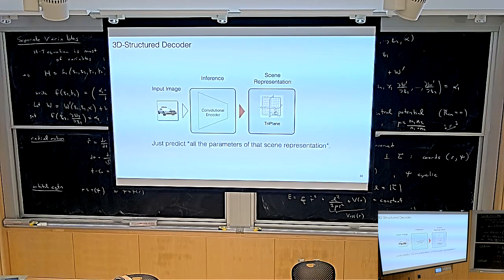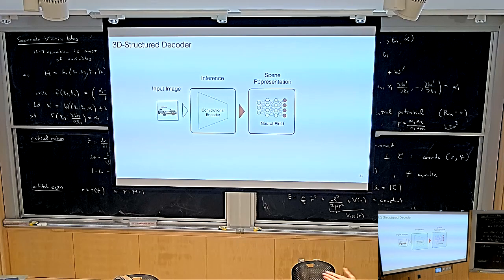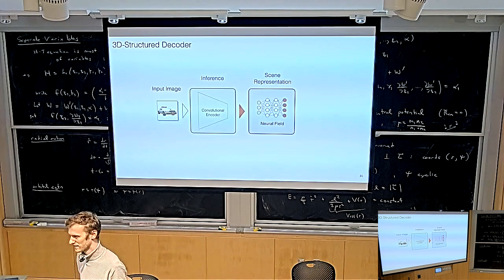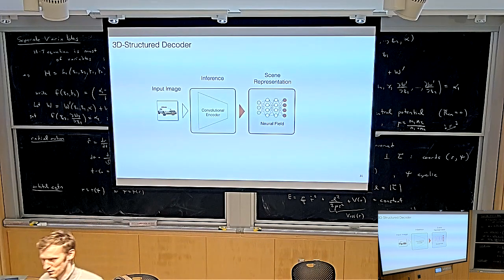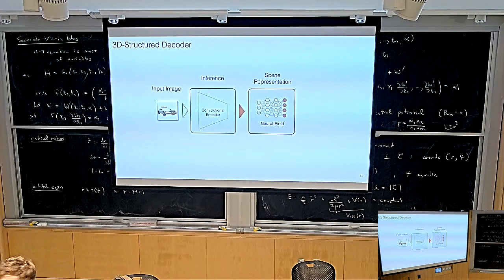Okay, that seems better. Or you could say, well, maybe we're predicting neural fields. Just for the record, neural fields were these, like a NeRF, for instance. But in a neural field, what are the parameters of the scene representation? Yes? It's the weights of the neural network. And the weights of the neural network is also a pretty big thing.